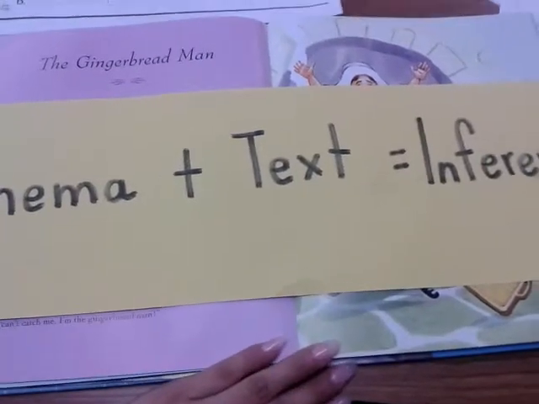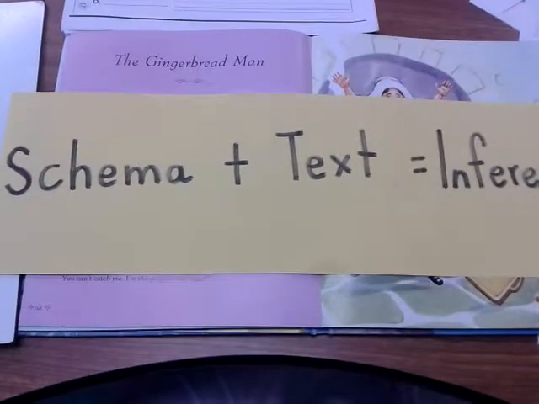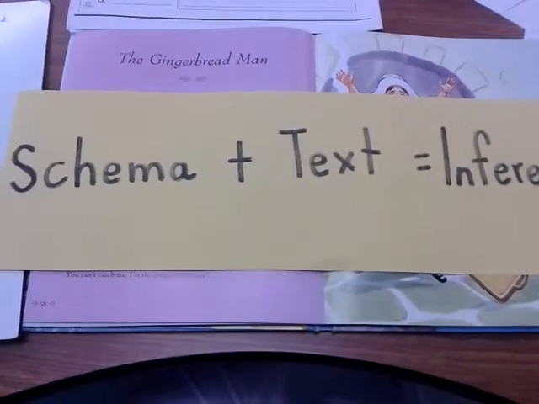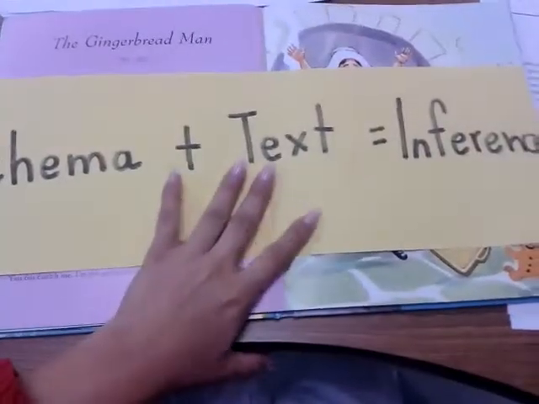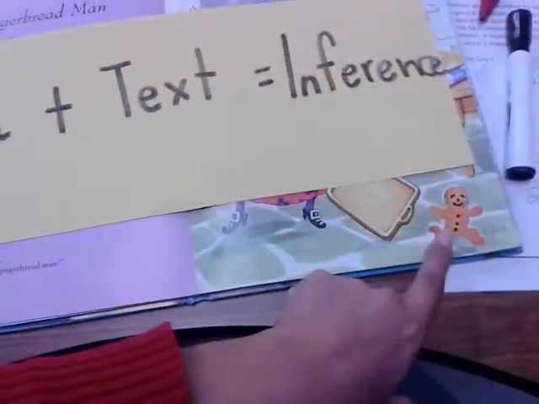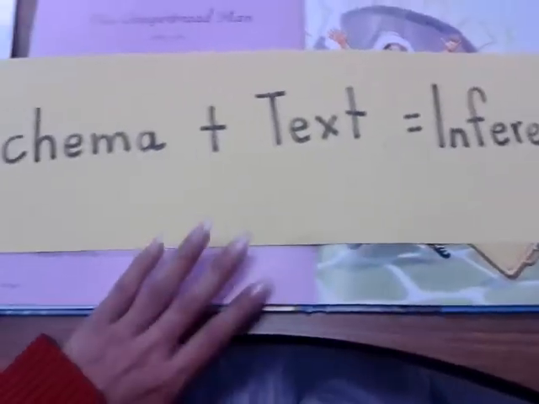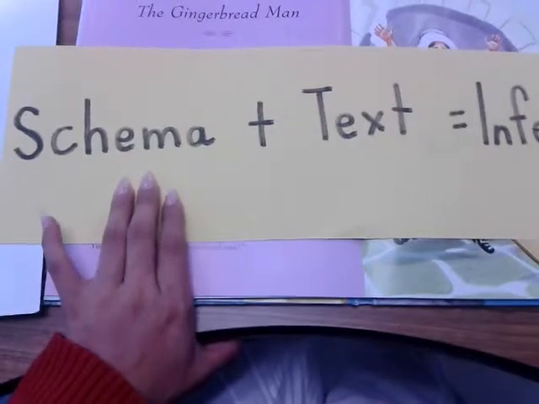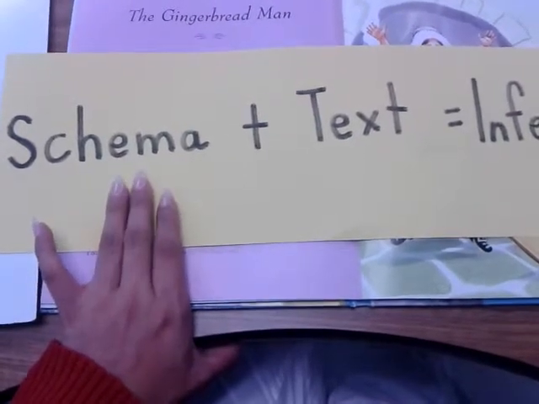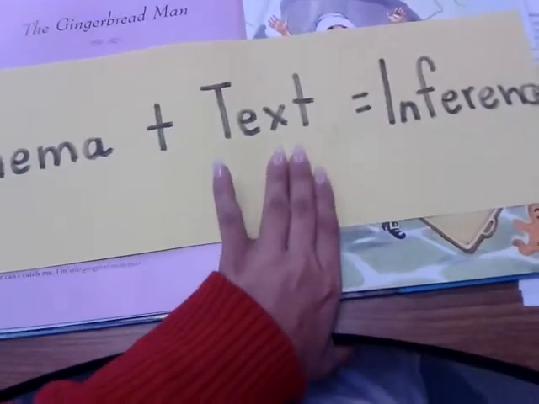We're going to think really hard about a character that we want to write about that was in the Gingerbread Man story. Can anybody think of one? Great. We can use the Gingerbread Man. So we're going to make an inference. And the way we're going to do that is we're going to use our schema, something that we already know, and what we read in the text.